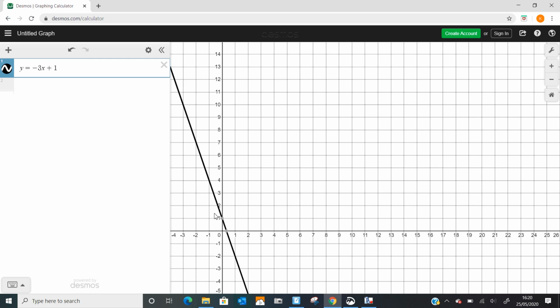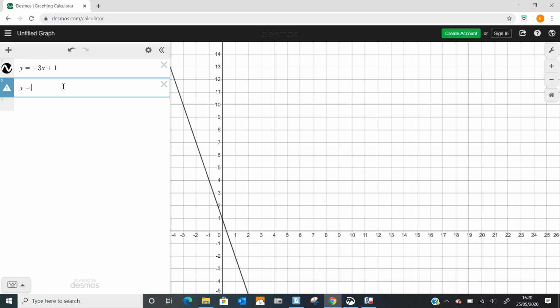And I could reverse the process by going 1, 3, going back the way. But anyway, negative gradient running from left to right, downhill. And we can see that one appearing there. So what if I sketched in y is equal to minus 2x plus 1? What do you think would happen?